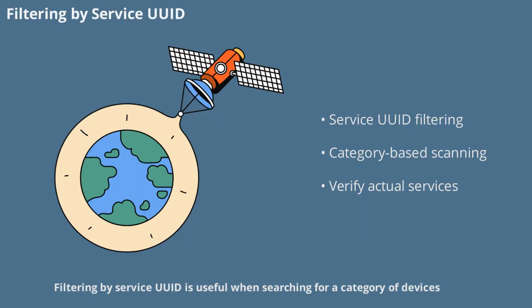Filtering by service UUID is useful when searching for a category of devices, such as blood pressure monitors using the standard blood pressure service UUID 1810. Devices advertise their service UUIDs, which indicate their primary function. However, some manufacturers use fake UUIDs creatively, so always verify the device's actual services after connecting. This method streamlines scanning for a specific device type.